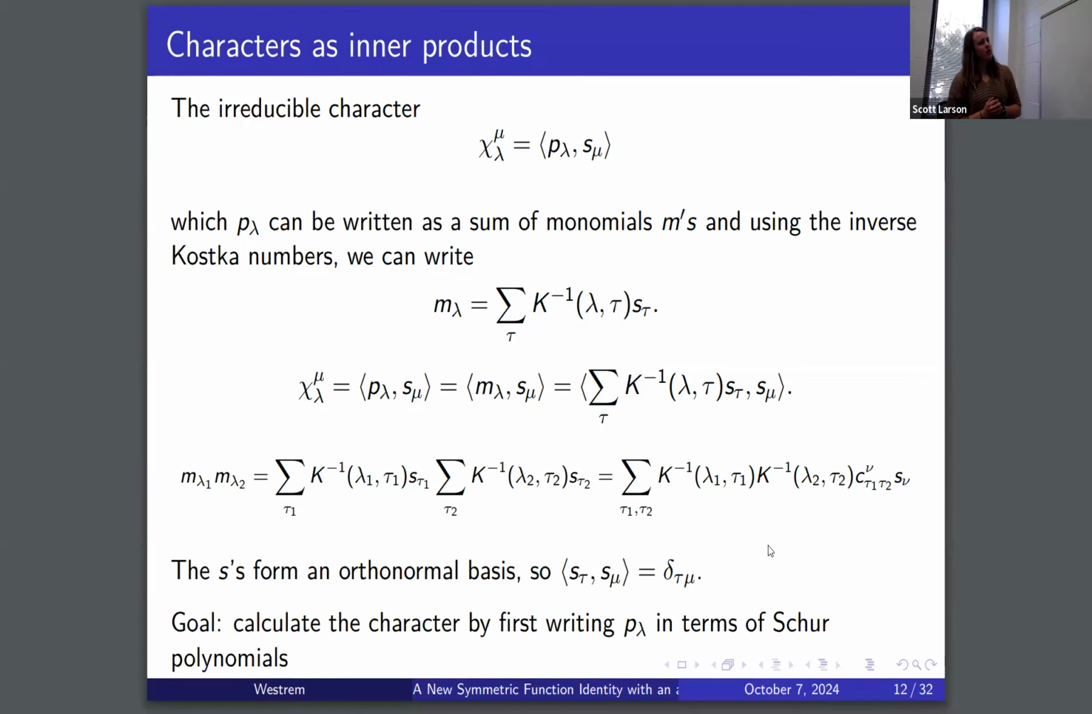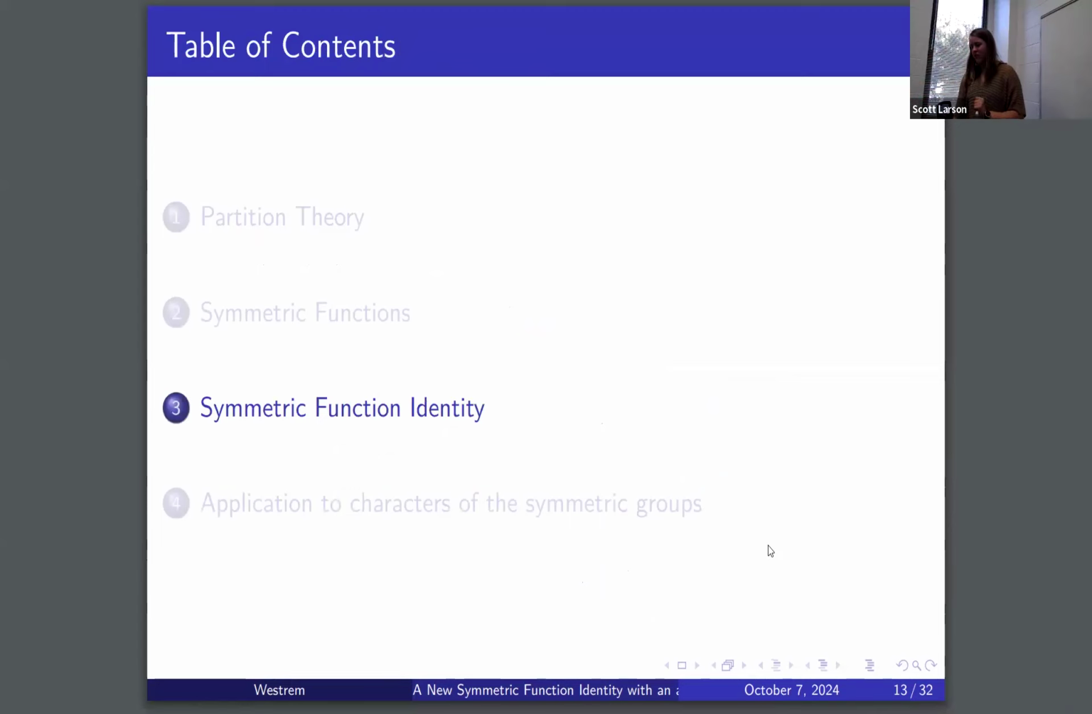So as I already said out loud, the goal is to calculate first, how can we make that transition from p lambda to Schur functions, keeping track of those coefficients in front. So that's where I started. I got a little detoured as we went through, and I found this symmetric function identity along the way.